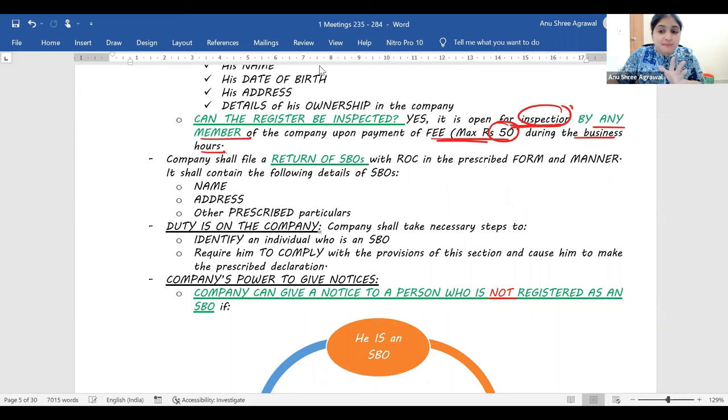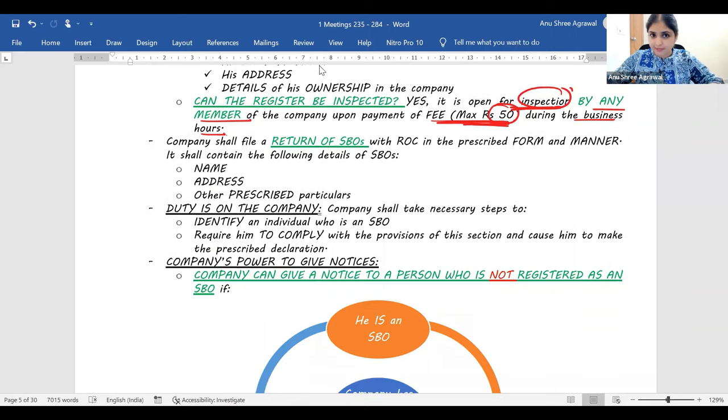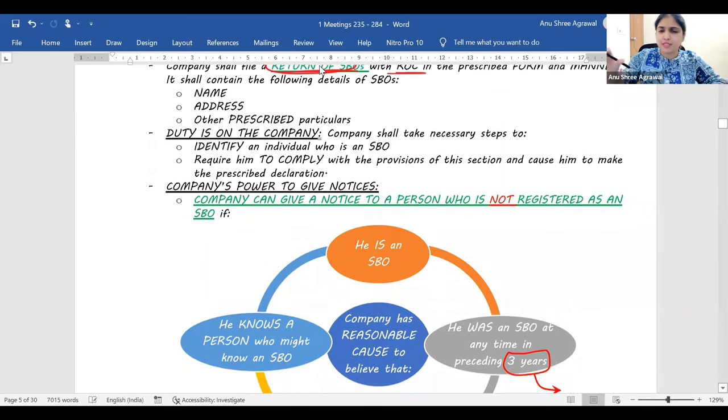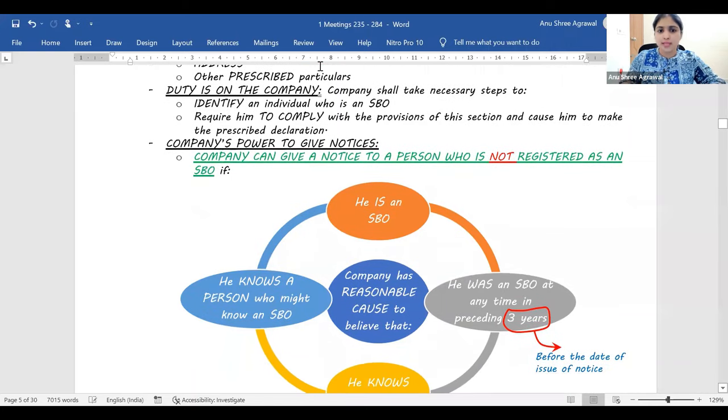See, generally for inspection, we don't charge fees. Like minutes and all, inspection, we don't charge fees. But here, for the SBO register, even for inspection, we are charging a fee. How much? Maximum 50 rupees. Who can inspect? Only a member can inspect. Then the company will file a return of SBO with the ROC, informing ROC who are the SBOs.